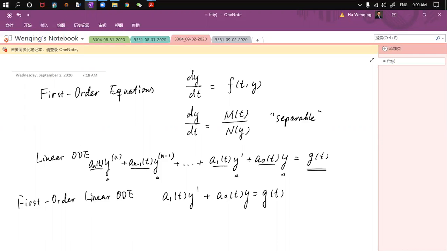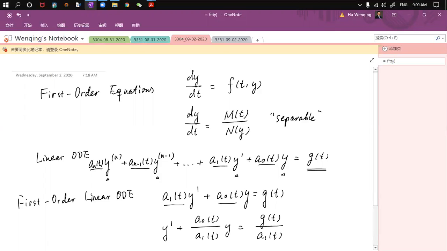So now here you can see that there are two coefficients, a1 and a0. So that's a general first order linear equation. Now I claim that you can turn this equation into the form y prime plus a0 of t divided by a1 of t multiplied by y is equal to g of t divided by a1 of t. You can divide both sides by a1 of t.